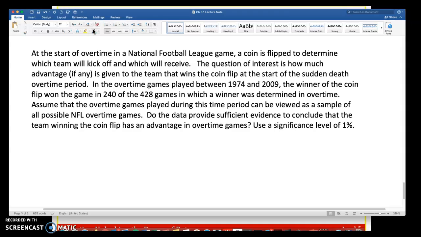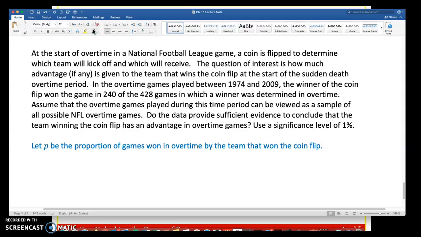All right, so we can go in either order. I'm going to let p be the proportion of games won in overtime by the team that won the coin flip. So there's overtime and there's a coin flip to see who gets to pick whether they get the ball or not. So we're going to let p be the proportion of games won in overtime by the team that won the coin flip.